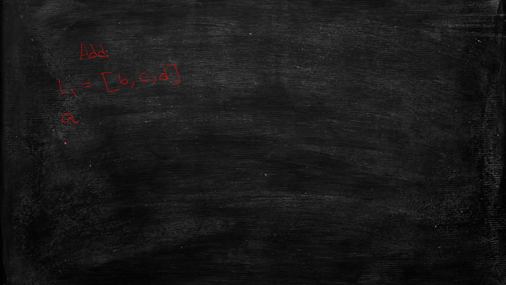We do not even need any procedure, we can directly write something like A pipe L1 inside square brackets, which will create another list for which A is the head and the rest of the elements, the tail, is my L1 over here. So the final list will be something like this, A comma B comma C comma D. So this is pretty easy.